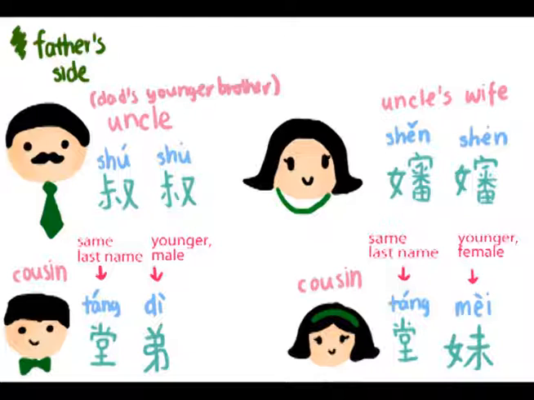Tang Mei, 堂妹. Your father's brother's children are the only ones that you can call Tang because they would be the only cousins that share the same last name with you. You can just add the name for a sibling afterwards, like Ge, Jie, Di, or Mei.